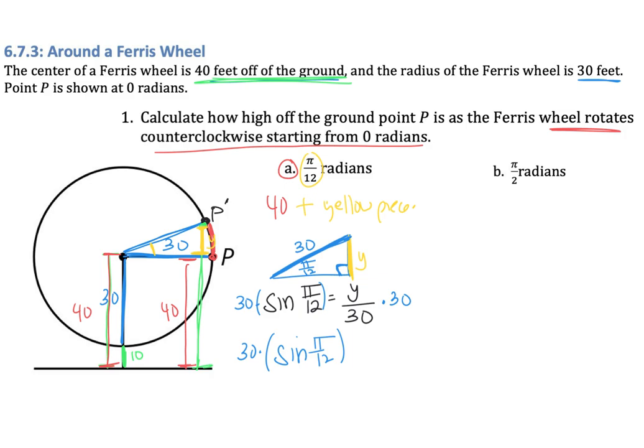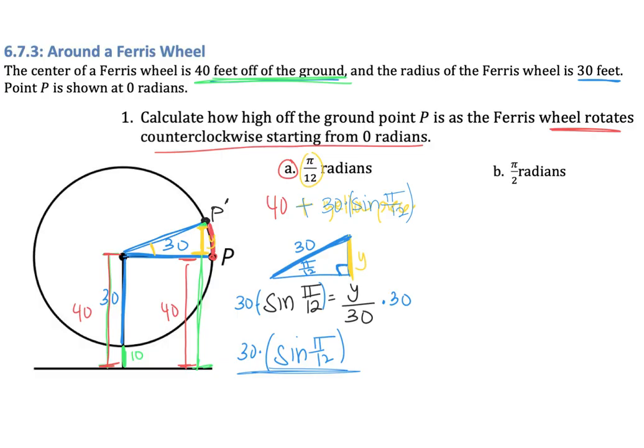But here, I don't know why my eraser's not working. Sorry. So here, I just substitute in this value right here. So my yellow part would become 30 times sine of pi over 12.